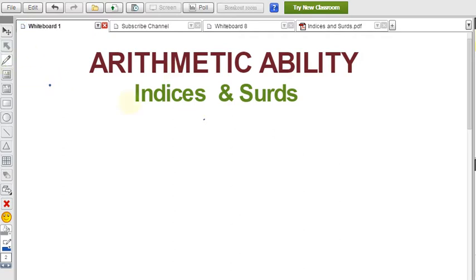Indices and surds. For indices, we can use some other names: index, exponent, power. So these all we can call exponent or indices, meaning index, or the power. These are all the words we'll use.